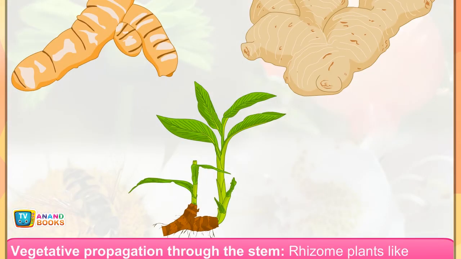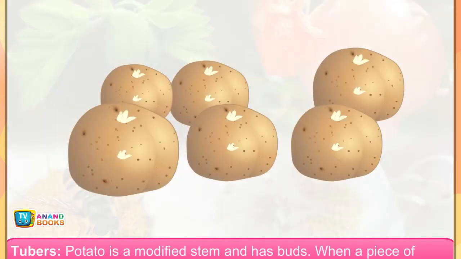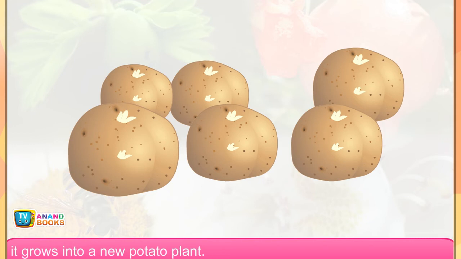Vegetative propagation through the stem. Rhizome plants like bamboo, ginger, turmeric propagate from the underground stem. They are called rhizomes. Rhizomes develop buds. The bud grows into a new plant. Tubers. Potato is a modified stem and has buds. When a piece of potato having bud is planted into the soil, it grows into a new potato plant.